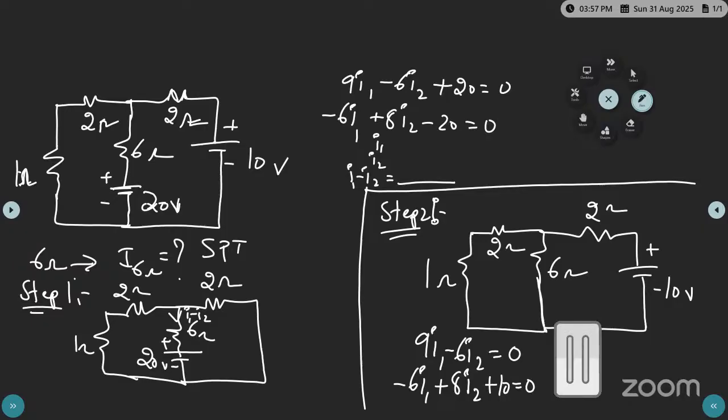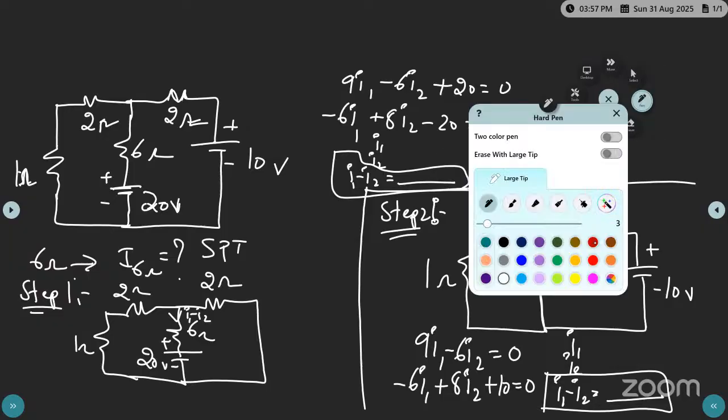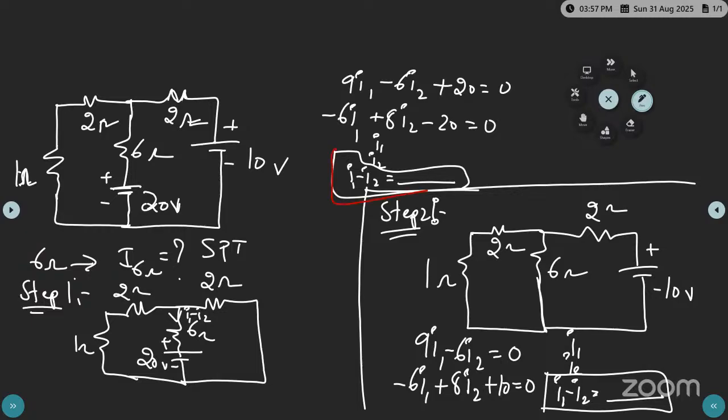What is I1? You find out. What is I2? You find out. What is I1 minus I2? You find out. Add this. So add both currents: I1 minus I2 from step 1, I1 minus I2 from step 2. Add both, you will get the answer. So this is the way of doing the superposition theorem.